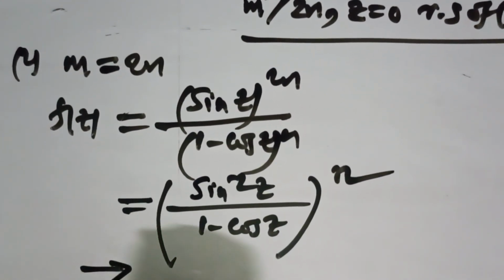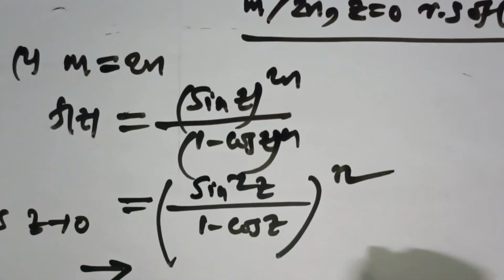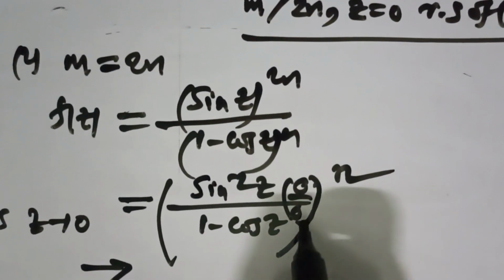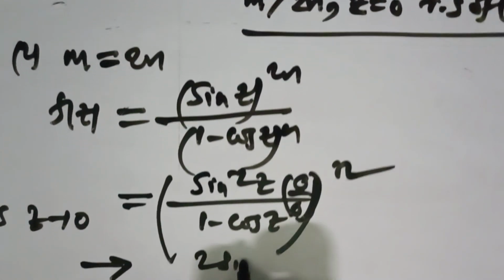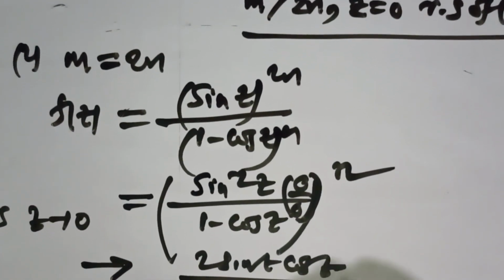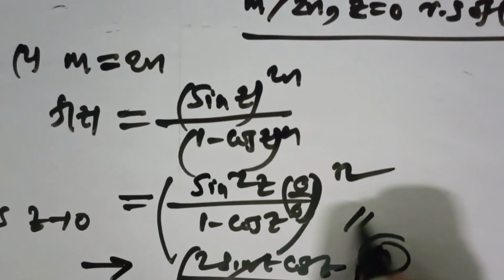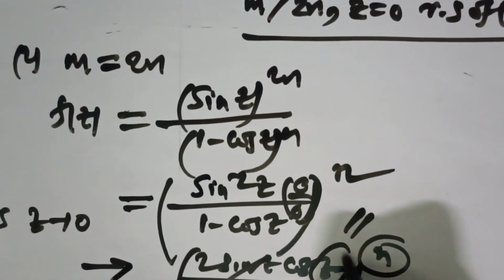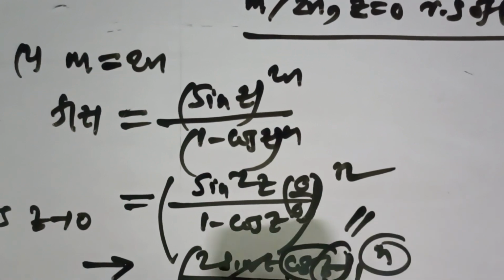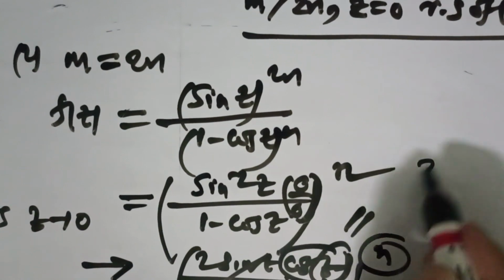So first of all, write this as sin²z over (1 minus cos z) to the power n. If you take the limit as z goes to 0, the upper part goes to 0, the lower part also goes to 0 with cos 0 being 1, so it is 0 by 0 form. So we get 2 sin z cos z over sin z power n, with n any natural number obviously. Cancelling sin z, it gives 2 cos z. As z goes to 0, cos 0 is 1, so 2 into 1 over 1 is 2. So it gives 2 power n.